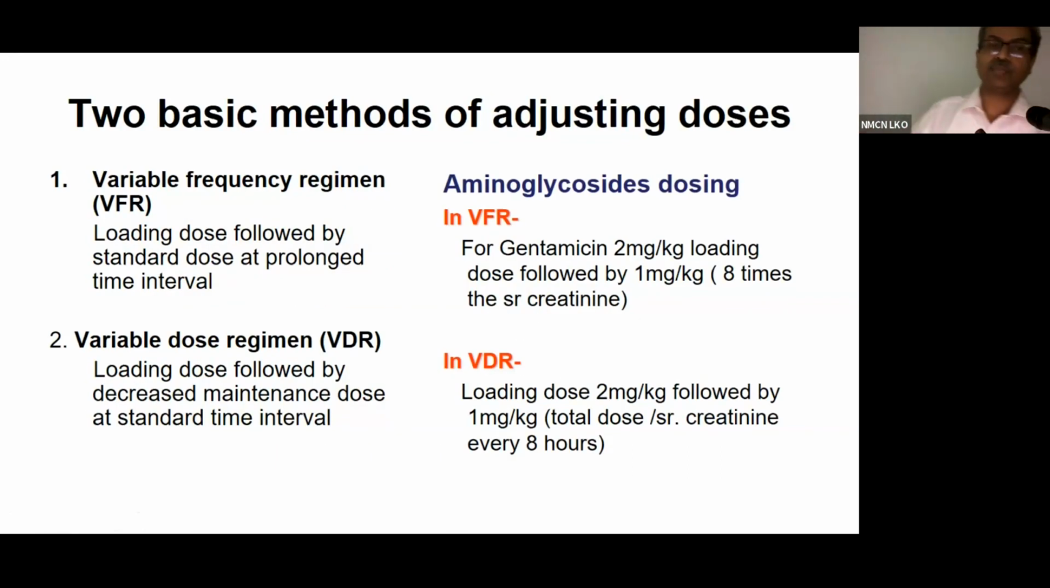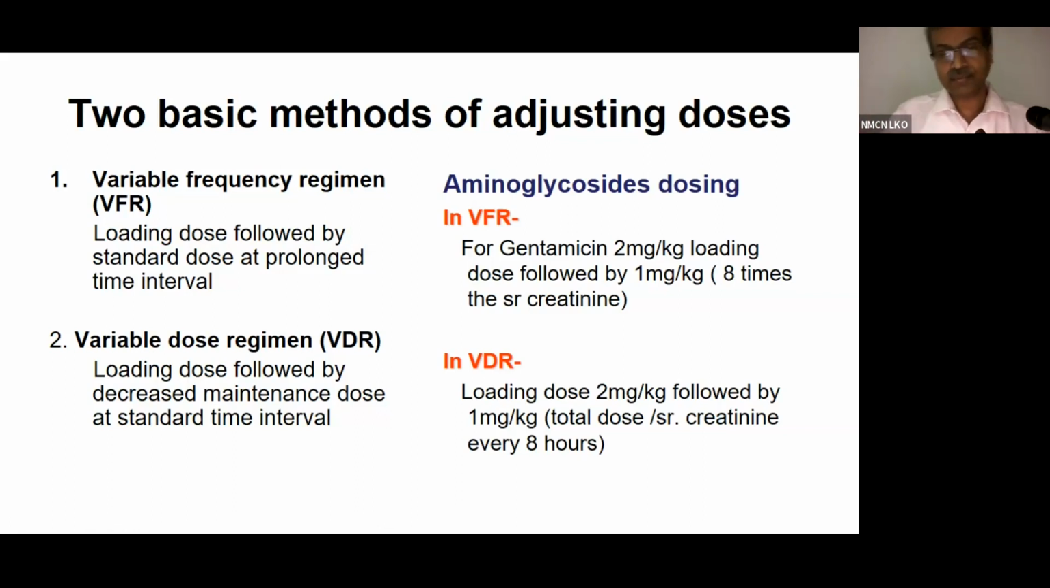You can see the two basic methods of adjusting dosage: variable frequency regimens and variable dose regimens. So aminoglycosides, just coming to gentamicin. In variable frequency dosing, gentamicin is usually given in a loading dose of 2 mg per kilogram body weight, followed by 1 mg per kilogram. And one formula that was taught during our MD time, serum creatinine value multiplied by 8, might be the usual interval at which you can give this gentamicin.